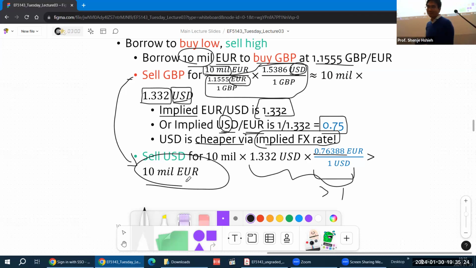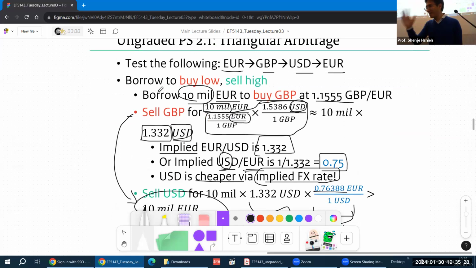So we're done, right? So again, of course, you could have done this much quicker. You didn't need to do all this stuff, but the whole point of walking through this is so that you see where the arbitrage is coming from, right? It's coming from comparing the implied quotes to the direct quote.